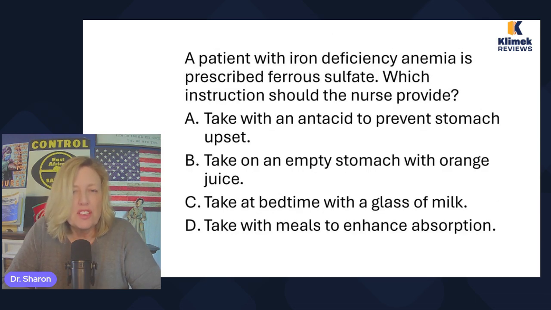A patient with iron deficiency anemia is prescribed ferrous sulfate, which is an iron supplement. Which instruction should the nurse provide? Take an antacid to prevent stomach upset. Take on an empty stomach with orange juice. Take at bedtime with a glass of milk. Take with meals to enhance absorption. Okay, take with an antacid to prevent stomach upset. So which instruction should you take? Okay, provide for iron intake.